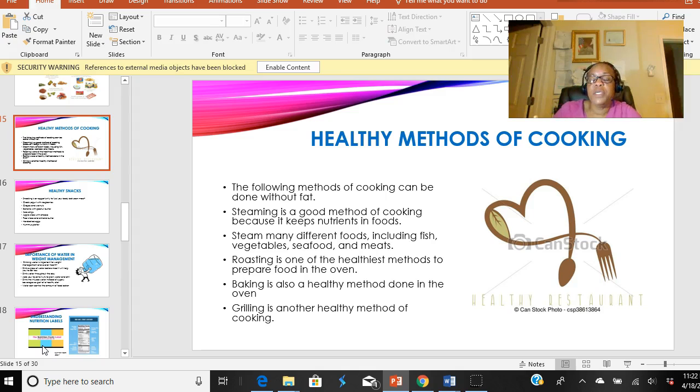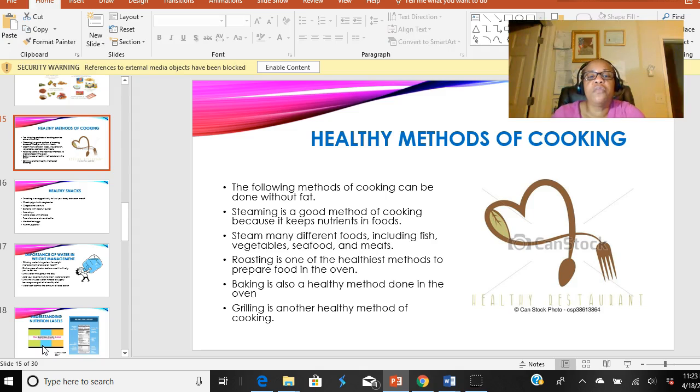Now, as we make healthy choices when it comes to our food, we also have to use healthy cooking methods. And the following methods of cooking are done without fat. Steaming is a good method of cooking because it keeps nutrients in the food. We don't want to prepare our foods and then the nutrients are gone. That doesn't make sense. You can steam many different types of food such as fish, vegetables, seafoods, and meat. And it's quick and convenient because you get everything to eat.